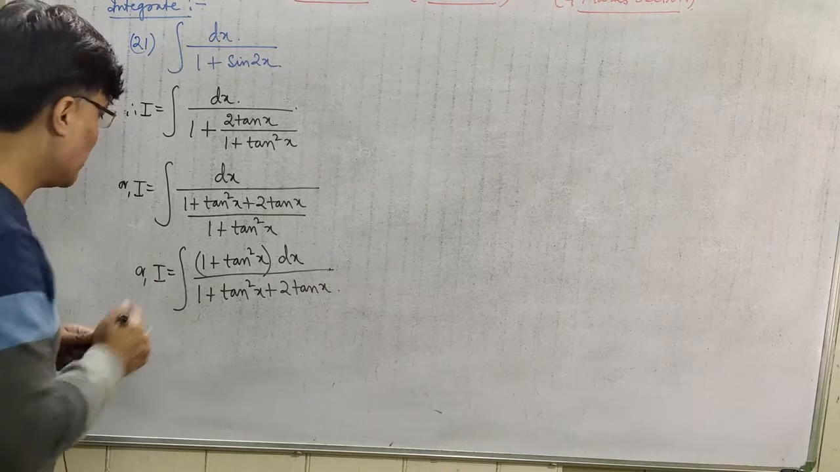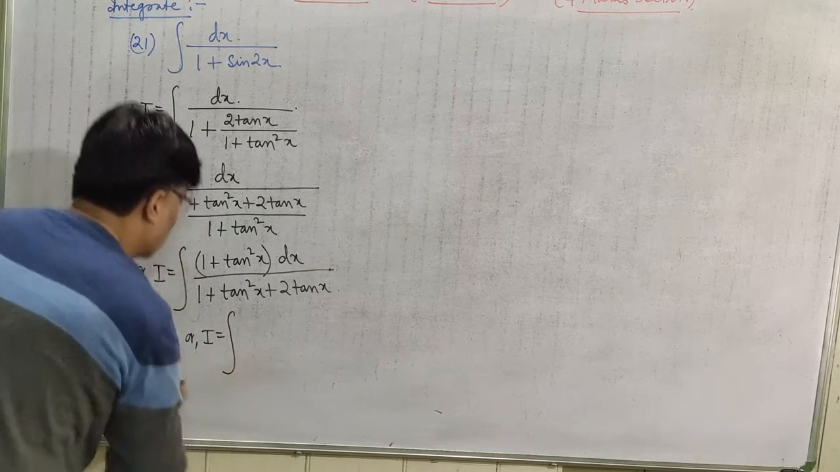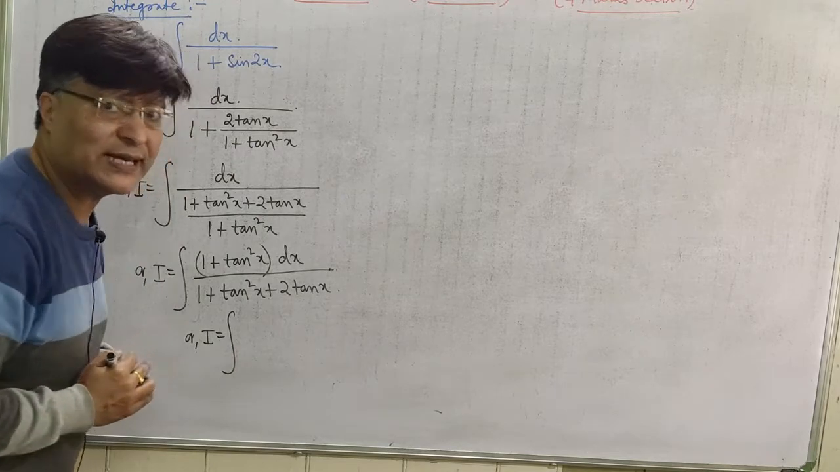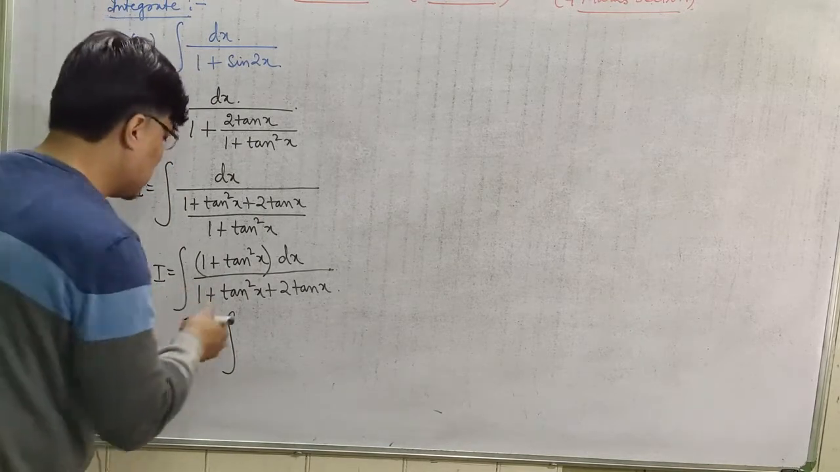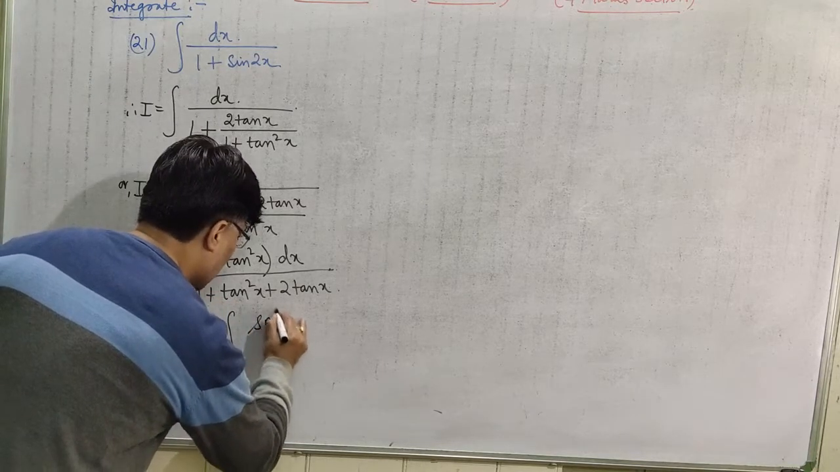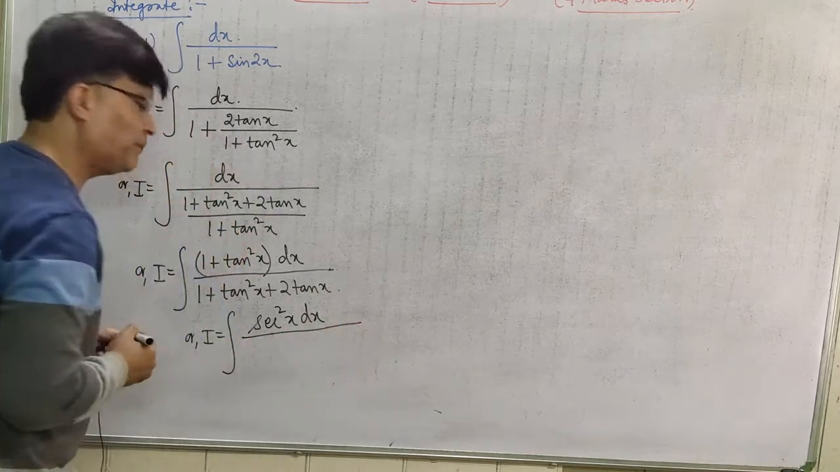So let us use the formula. You should use the formula in this case. I is equal to integration of, what is the formula for 1 plus tan square x? What is the formula for 1 plus tan square x? You should know it. That is sec square x. That is your sec square x dx divided by.